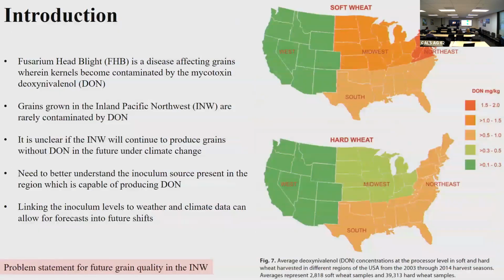So stated a little bit more formally, we're interested in Fusarium head blight, and deoxynivalenol is the formal name of the compound that we're interested in. As you can see, mostly in the Northwest, there's very low incidence of grains being contaminated by DON. And we want to understand the inoculum source, and then, like I showed at the beginning, we want to make some kind of system with the weather so that we could sort of forecast what would happen in the future.